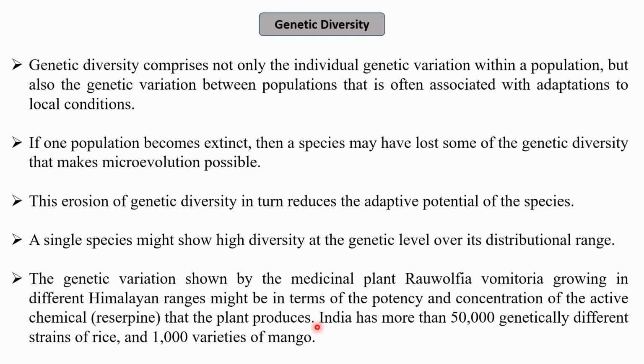And similarly, if I talk about the genetic variations within a species and try to give more examples, then we know that India has more than 50,000 genetically different strains of rice and 1,000 varieties of mangoes. So all of these arise due to variations at the genetic level. So genetic variations are important, as they may actually impact the growth, survival, and the evolution of the organism.